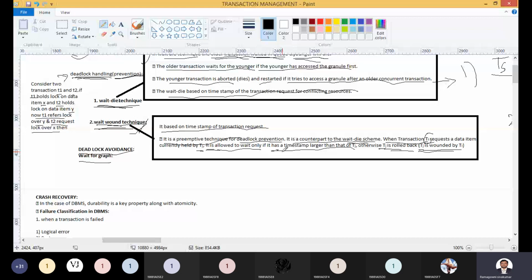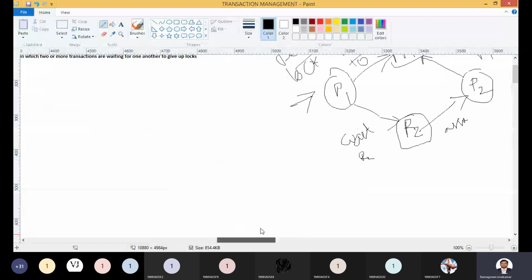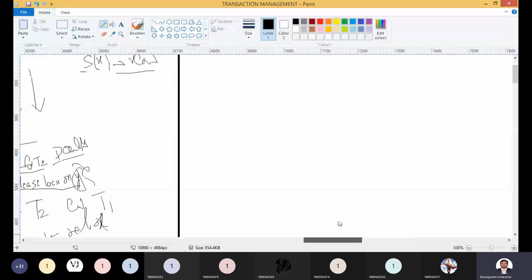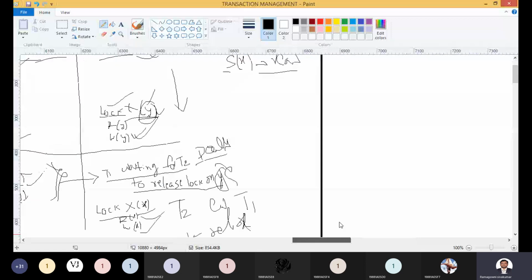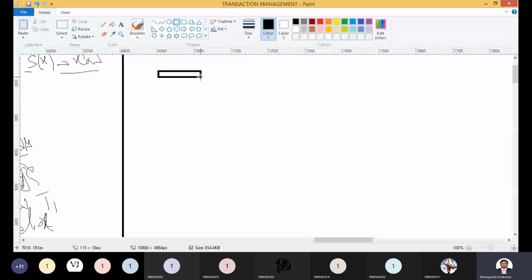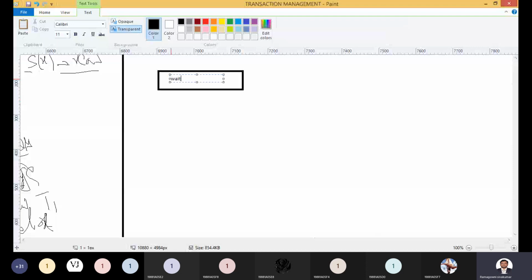See, for example, this is called the wound-wait technique. Okay.